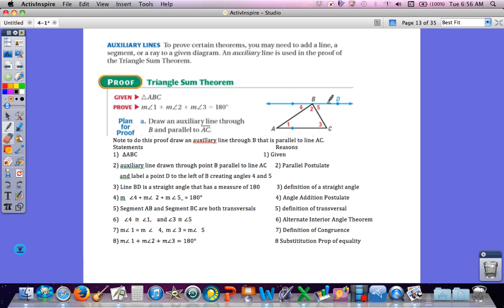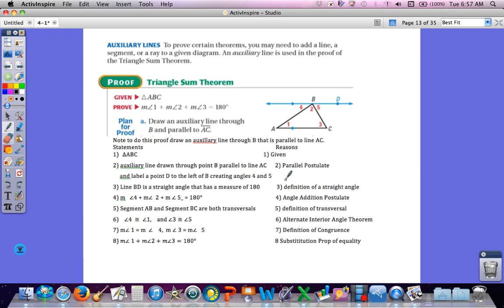Because we drew the auxiliary line, we have to state why we can draw the auxiliary line. And the parallel postulate tells us that through any point we can draw an auxiliary line that'll be parallel to the first one. If we really wanted to, we could actually do a construction and draw this point and get it exactly parallel. Okay? But since this is just a model, it doesn't have to be to scale, we can just draw this line. Okay, so this line that we drew is also a straight angle, and a straight angle measures 180 degrees.